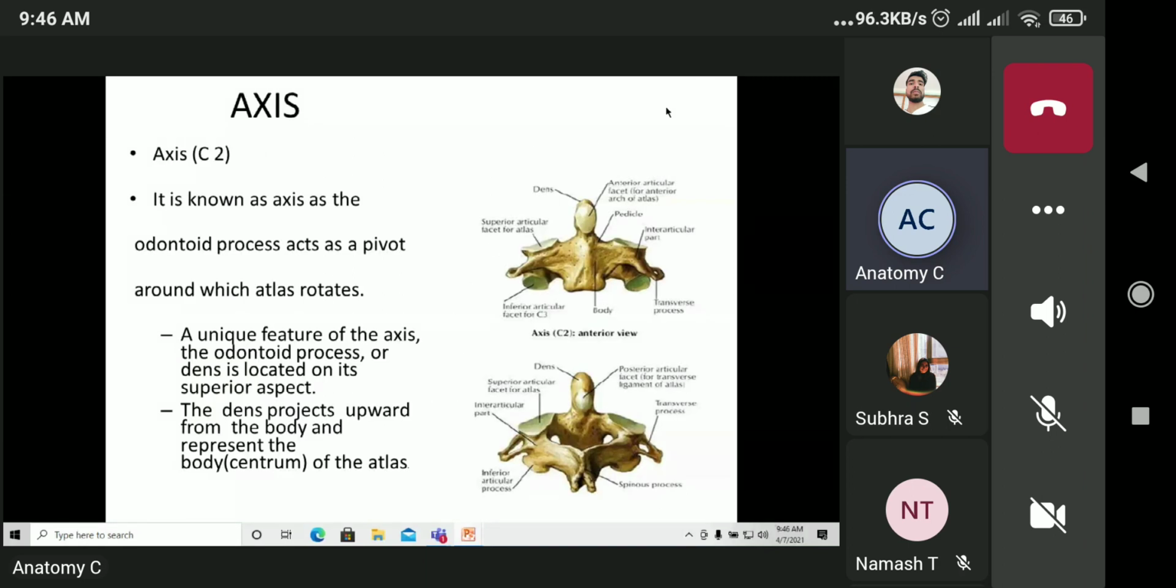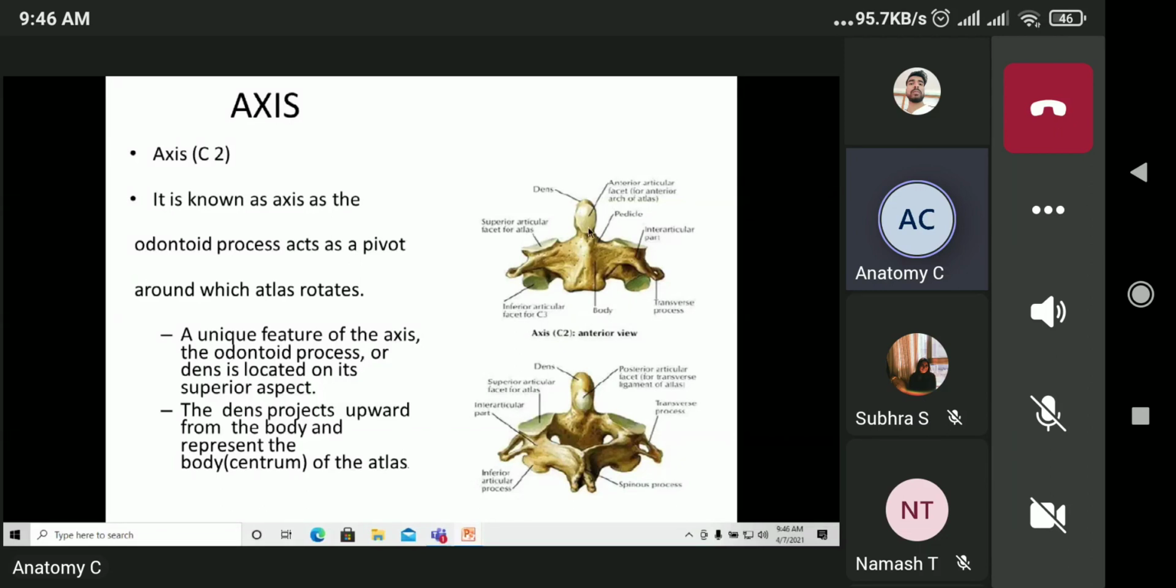Now we'll talk about the axis. So this is C2. Look at here. It is known as the axis as the odontoid process acts as the pivot. This is the odontoid process or dens. This is also known as dens or axis or odontoid process. So this acts as the pivot, around which the atlas will rotate.